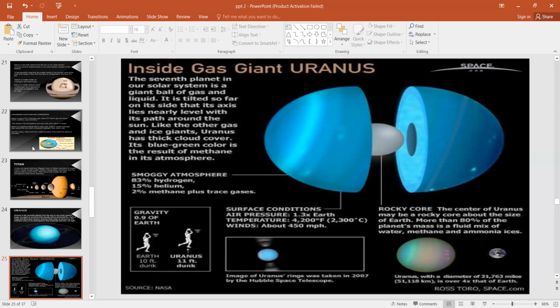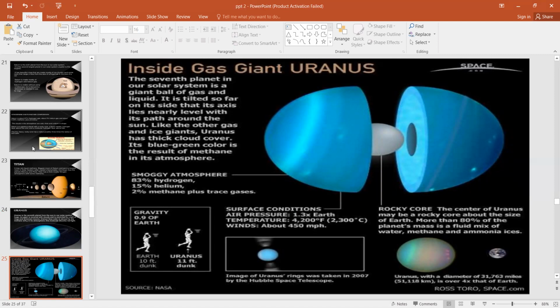So, the atmosphere of Uranus consists of 83% hydrogen, which is its main component, 15% helium, and trace amounts of methane, which are around 2%. Its gravity is only 0.9% of that of Earth. Its air pressure is 1.3 times that of Earth, and its temperature is nearly 2300 degrees Celsius.